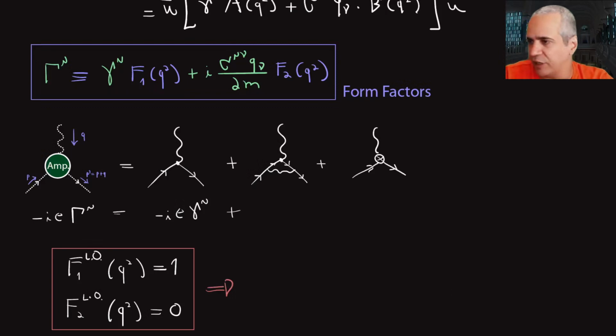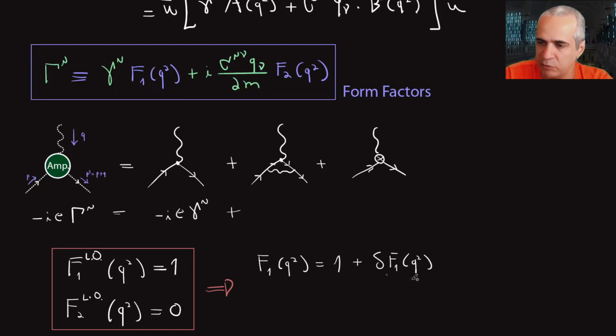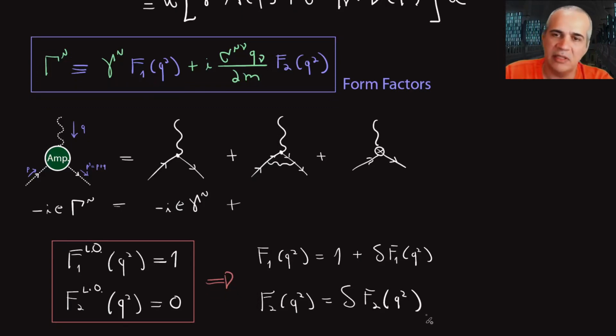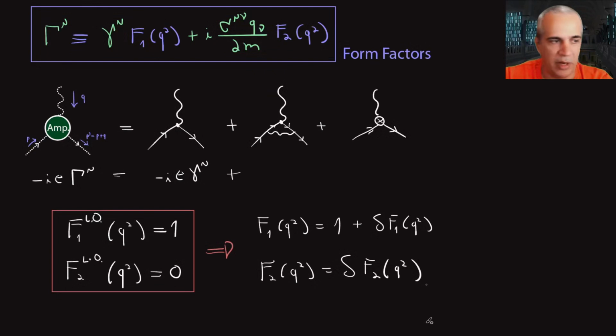Which means that in general, the form of these will look something like that. So F1 will be 1 plus delta F1 of Q squared. So this is what comes from loops, right? And F2 will be a pure loop contribution, so it only appears once you go to next-to-leading order, right? But there's more, since these depend on Q squared.